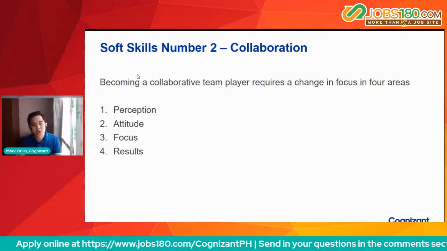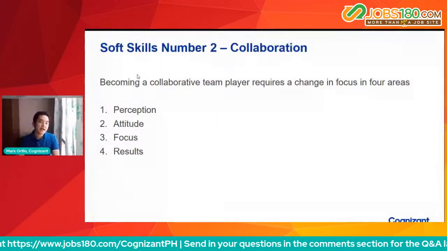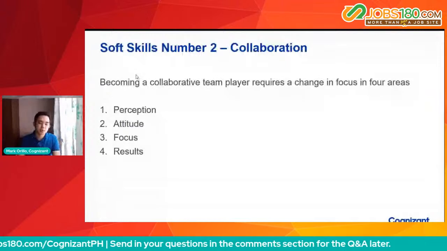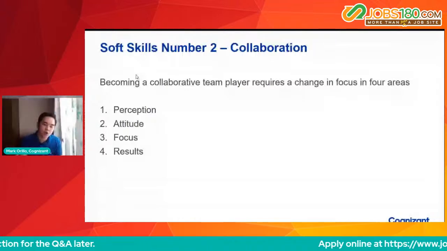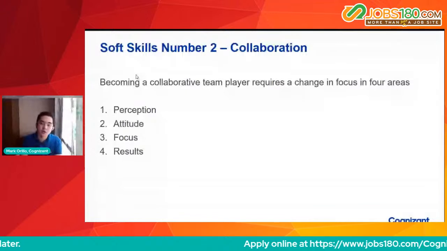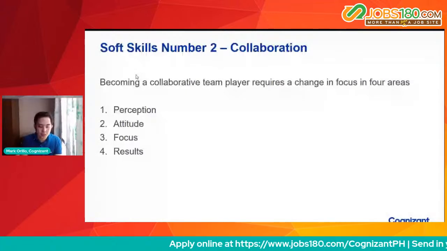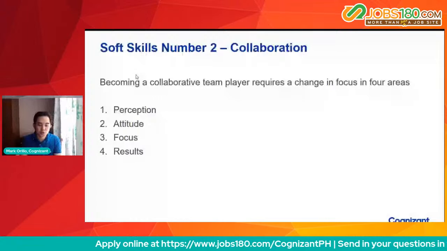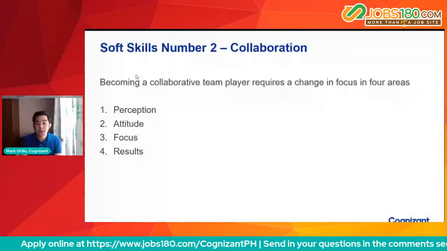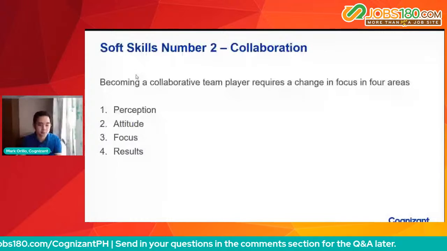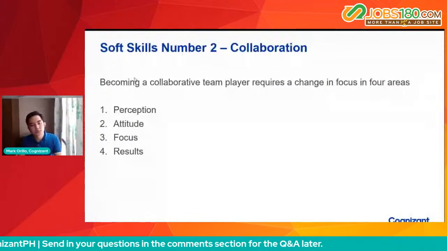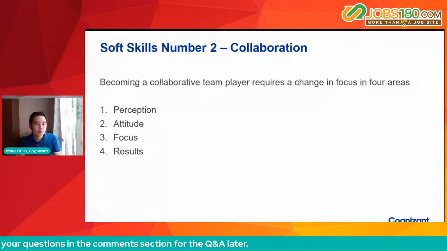So the second area would be attitude. Be supportive, and not suspicious of teammates. If you trust people, you will treat them better, and if you treat them better, you will be more likely to create a collaborative relationship with your teammates. Okay. Third area would be focus.